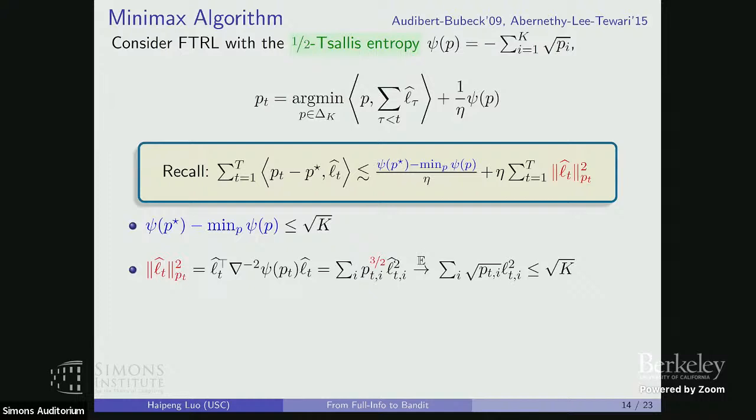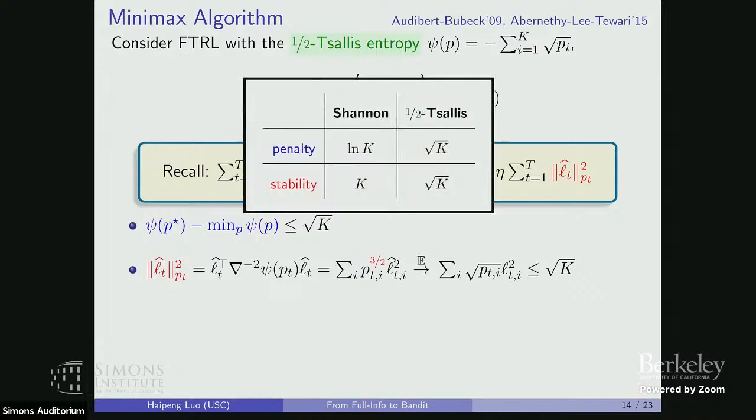Okay. So now the important thing to notice is that now I'm achieving a different trade-off between the penalty and the stability term. For Shannon entropy, I'm getting log k for penalty and k for stability. And for Tsallis entropy, I'm getting root k for both. And of course, in the end, my regret is actually the product of them. Okay, and this Tsallis entropy is exactly a log k factor better than the Shannon entropy. Okay, that's exactly the last step. You bound the regret by picking the optimal eta, you get root tk. And it matches the lower bound exactly without any logarithmic factors.